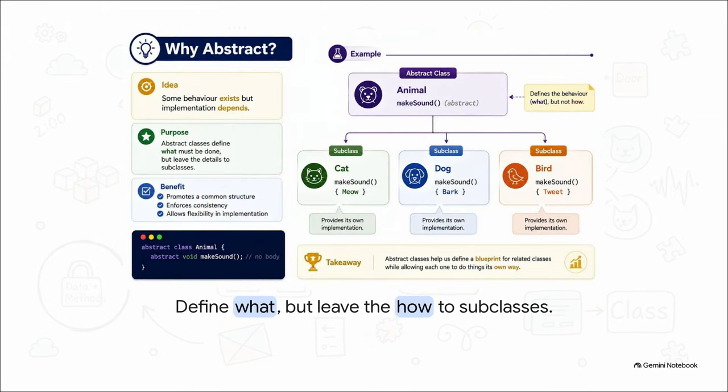This idea is incredibly powerful because it lets us define the what, but leaves the how completely up to the specialized child classes. Take an abstract animal class, for example. It can say, hey, all my subclasses must make a sound by defining an abstract make sound method. But it doesn't actually provide the body of the method. It leaves the specific meow or bark or tweet entirely up to the specific cat, dog, or bird subclasses. It enforces the structure, but gives you maximum flexibility.